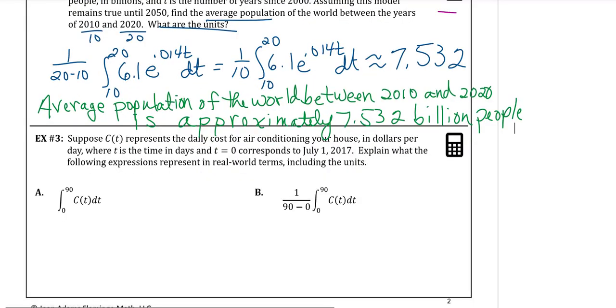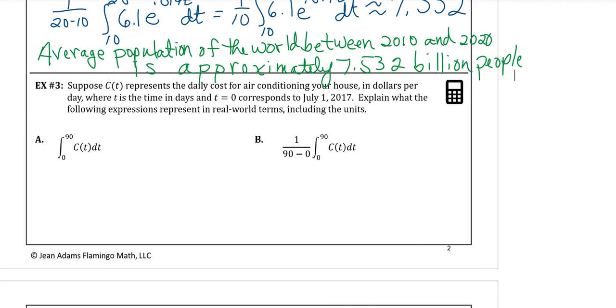All right, now example 3 is again another calculator one. Suppose C of t represents the daily cost for air conditioning in your house in dollars per day. So what you want to notice here is that this is a rate, where t is the time in days and t equals 0 corresponds to July 1st, 2017. Explain what the following expressions represent in real world terms, including the units. Okay, so the first one, if you notice, we are just finding the displacement here, the area under the curve from 0 to 90 of C of t.